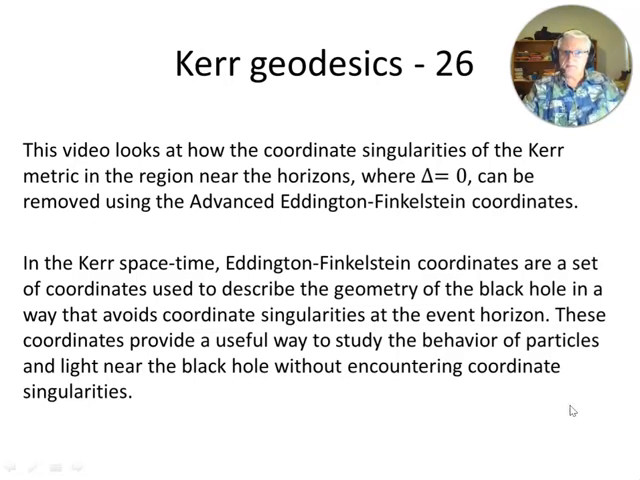Now in this video, we're going to look at how the coordinate singularities of the Kerr metric in the region near the horizons, where delta equals 0, can be removed using the Advanced Eddington-Finkelstein coordinates. Just briefly, in the Kerr spacetime, Eddington-Finkelstein coordinates are a set of coordinates used to describe the geometry of the black hole in a way that avoids coordinate singularities at the event horizon or horizons. These coordinates provide a useful way to study the behavior of particles and light near the black hole without encountering coordinate singularities.